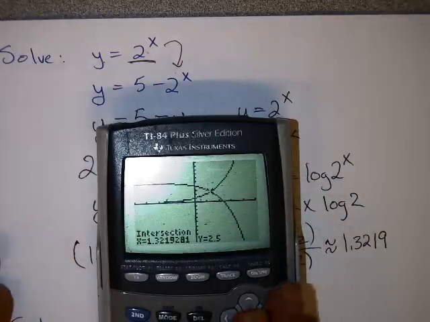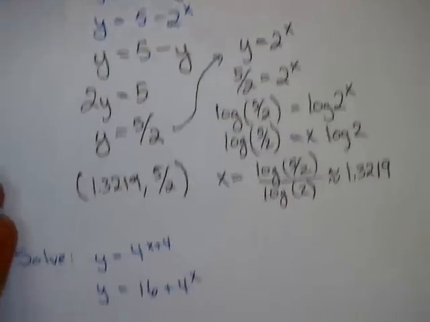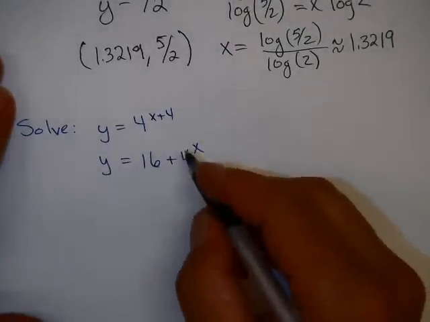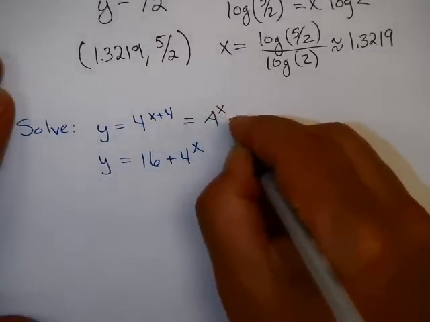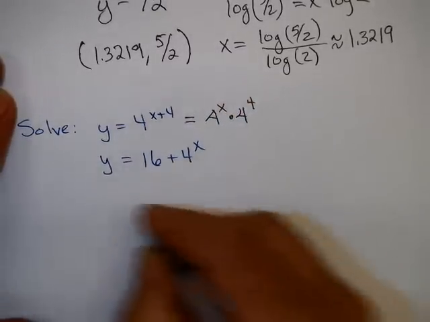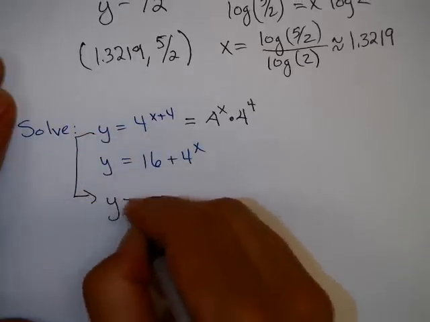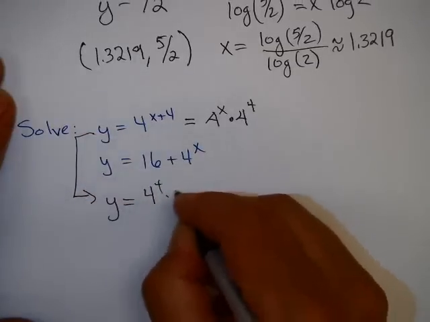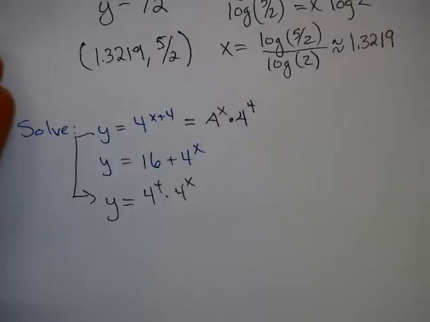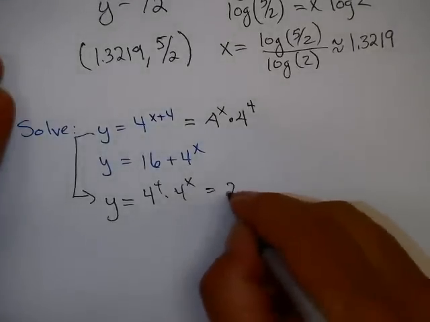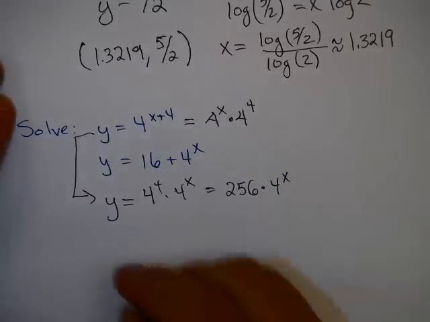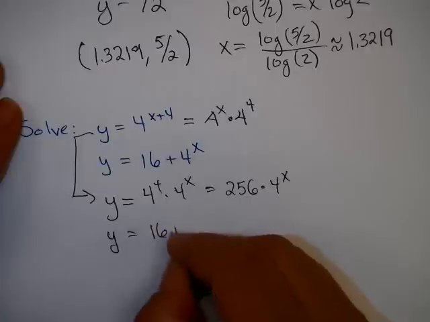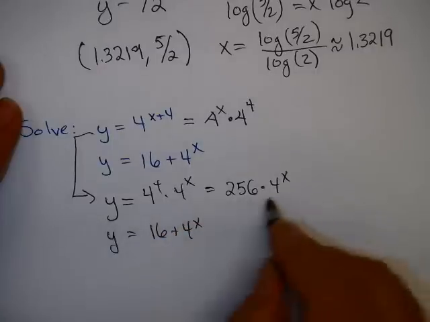So we have, again, another nonlinear system of equations. This one, the little trick here is to think about this as 4 to the x times 4 to the 4th. Now that gives me the equation y equals 4 to the 4th times 4 to the x. Now you may say, well, I sure don't like 4 to the 4th. That's fine. Go use your calculator and you'll figure out that 4 to the 4th is 256. So this is 256 times 4 to the x. The second equation is y equals 16 plus 4 to the x. So we have these two equations.